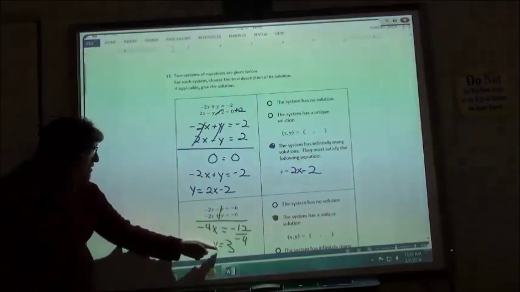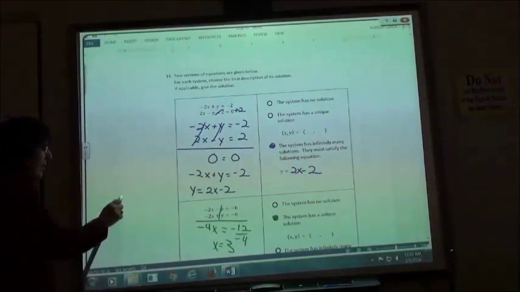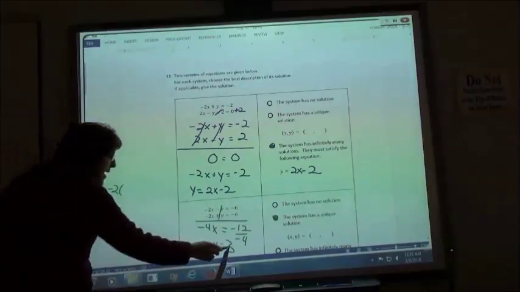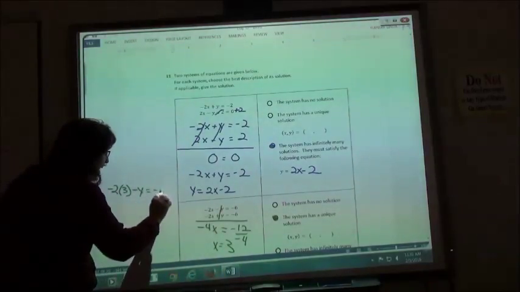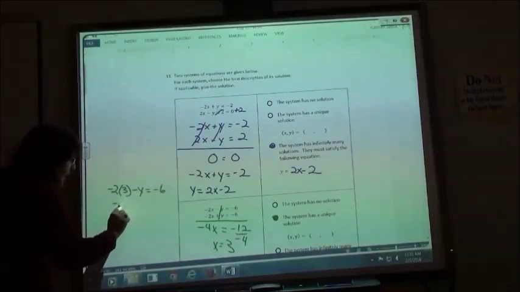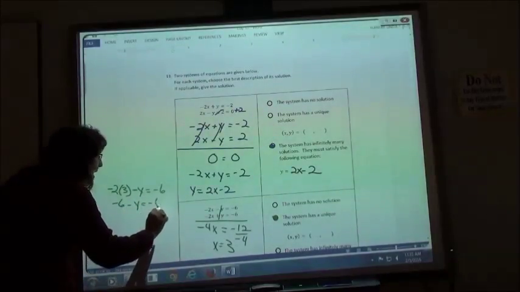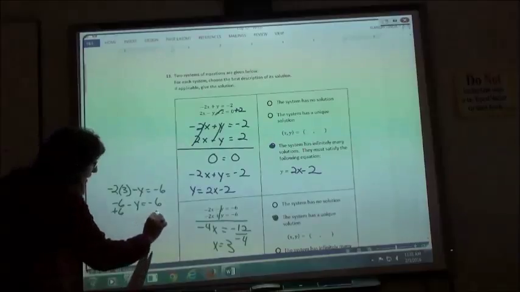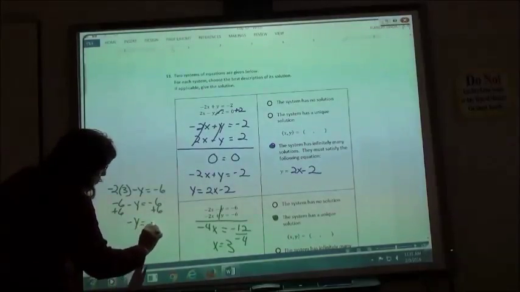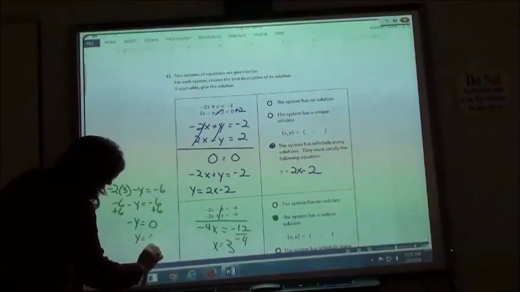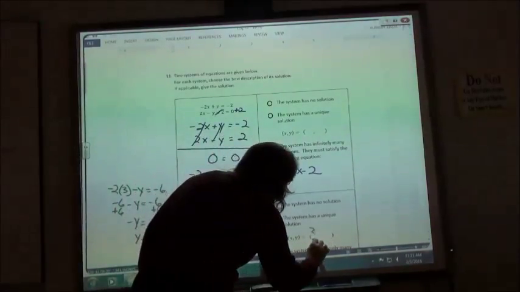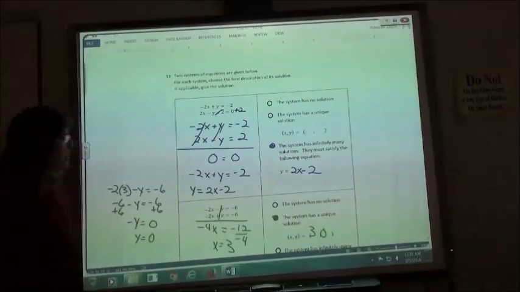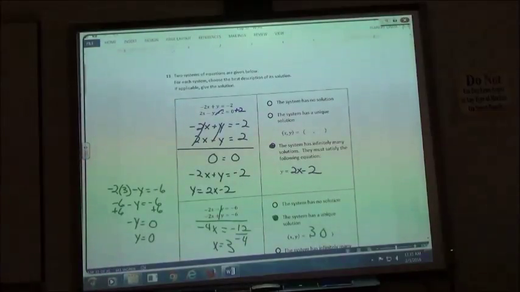Once I found x, I have to go back and find my y. So negative 2 times my x value of 3 minus y equals negative 6. So this will give me negative 6 minus y equals negative 6. If I add 6, negative y equals 0, so y is still going to equal 0 when I divide by negative 1. So (3, 0) is going to be the solution to that system of equations.